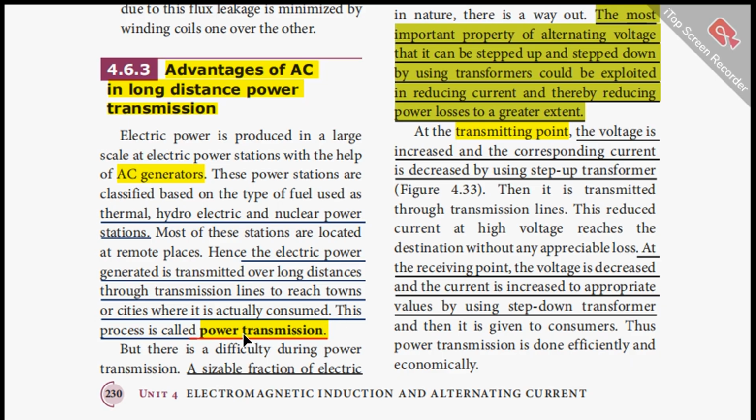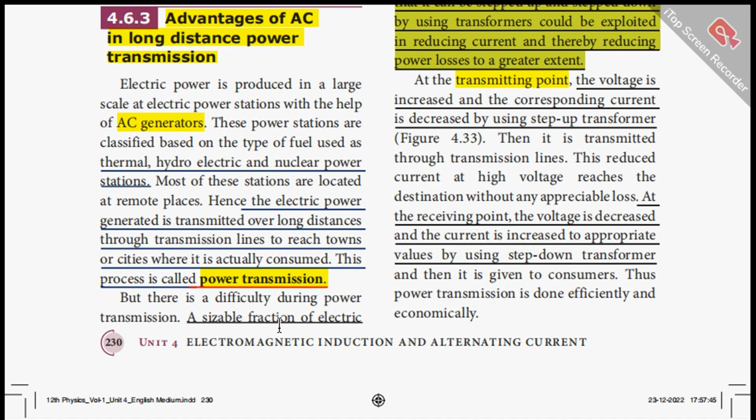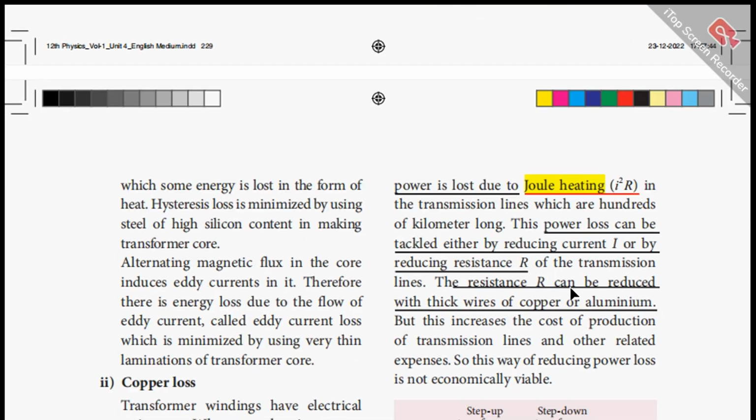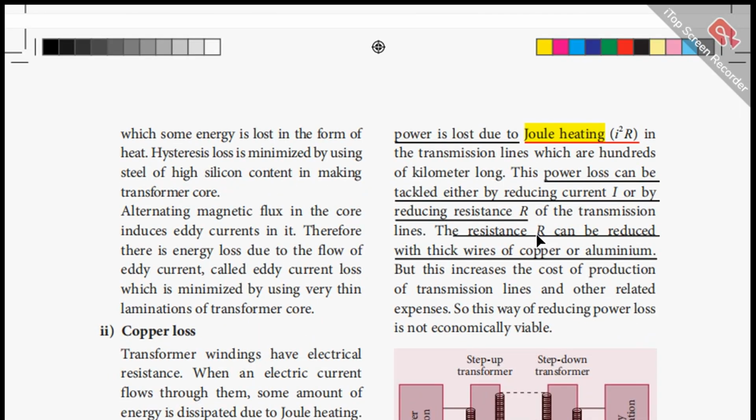So this process is called power transmission. But there is a difficulty during power transmission. A sizable fraction of electric power is lost due to Joule heating, that is given by I square R losses, in the transmission lines, which are hundreds of kilometers long. This power loss can be tackled either by reducing the current I or by reducing the resistance R of the transmission lines. The resistance R can be reduced with thick wires of copper or aluminum, but this increases the cost of construction of transmission lines and other related expenses. So this way of reducing power loss is not economically viable.